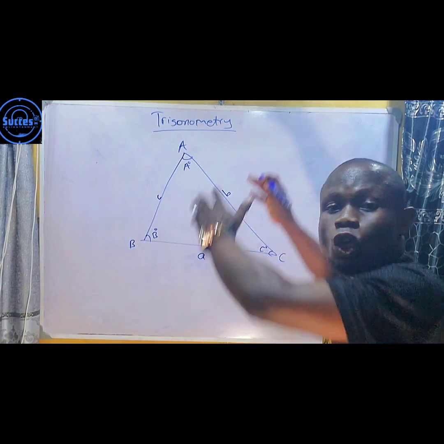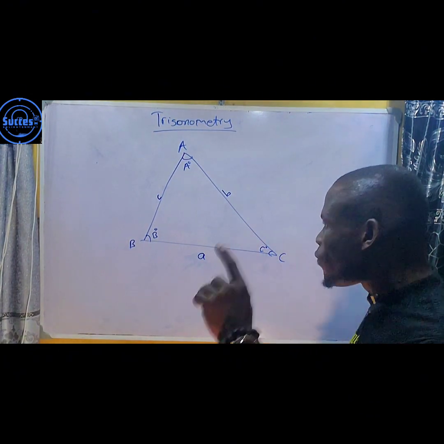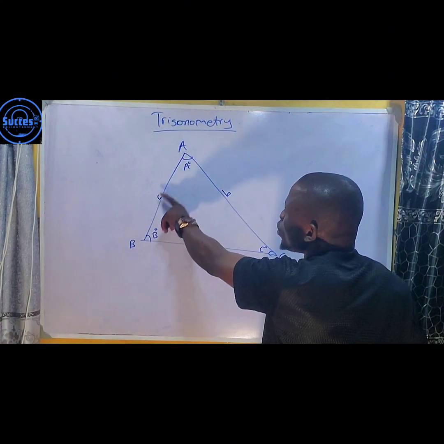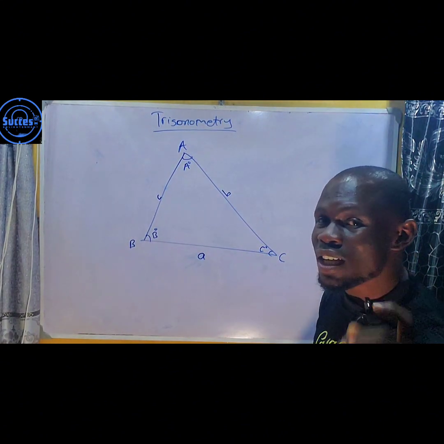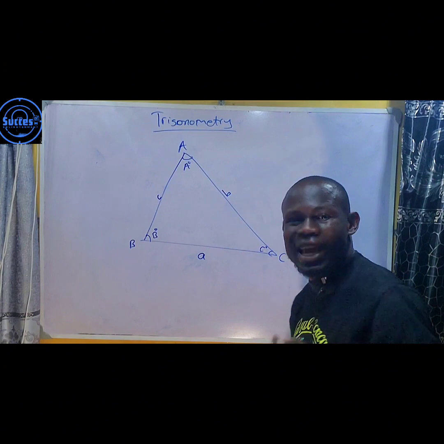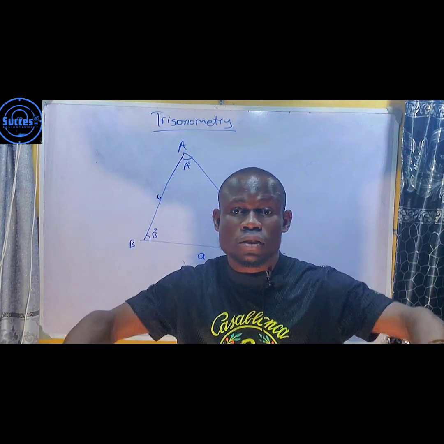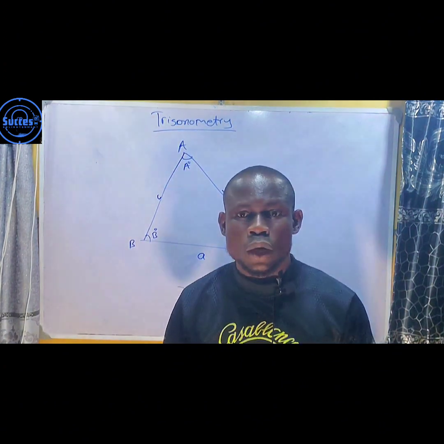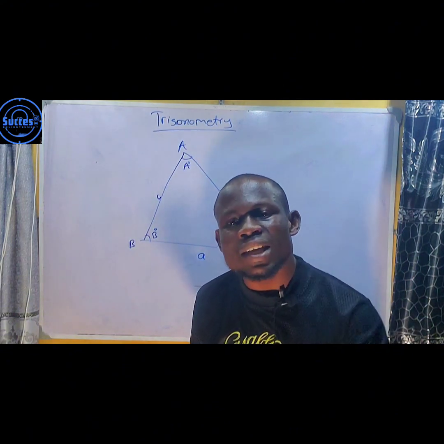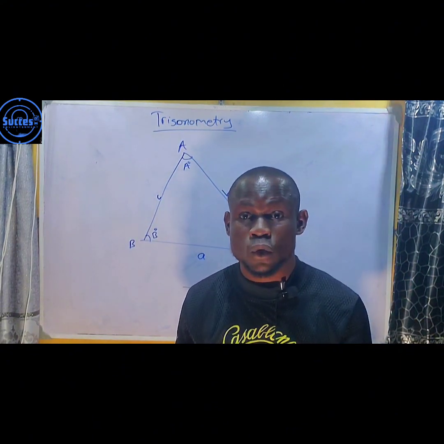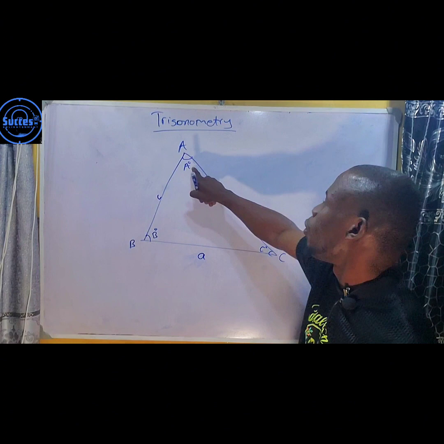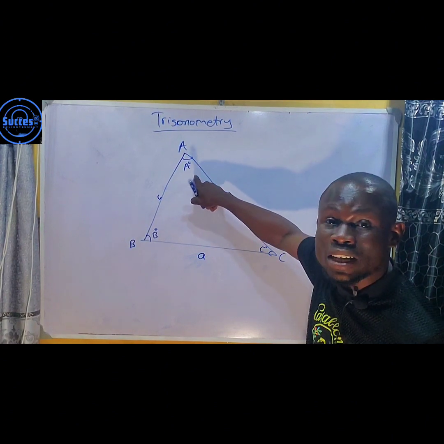This is how you draw a triangle. Don't forget, the angles will be in degrees and in capital letters. As for the sides, the length of the side that is facing that angle will be in lowercase, in small letter, of whatever that angle is.